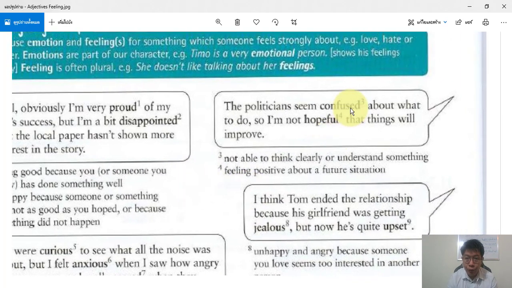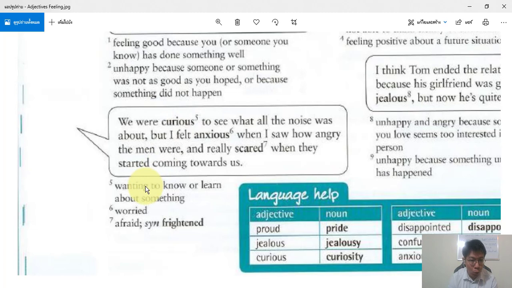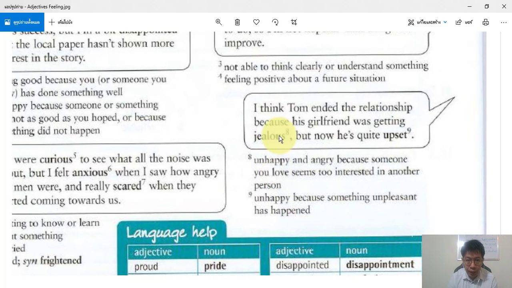And number three is confused, and the meaning is out here, not able to think clearly, and that's it. Hopeful, feeling positive about the future, or just say feeling positive. And number five, curious, wanting to know. And number six, anxious, worried. And number seven, scared, afraid. And number eight, jealous, unhappy and angry. Not only unhappy but angry too. And number nine, upset, unhappy. So upset is similar to disappointed.